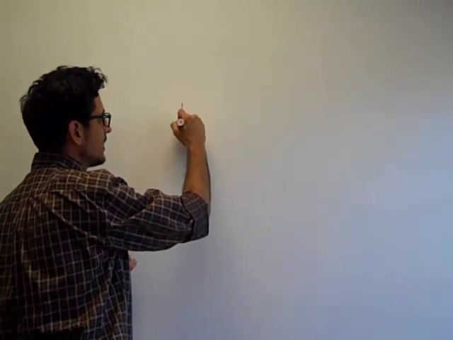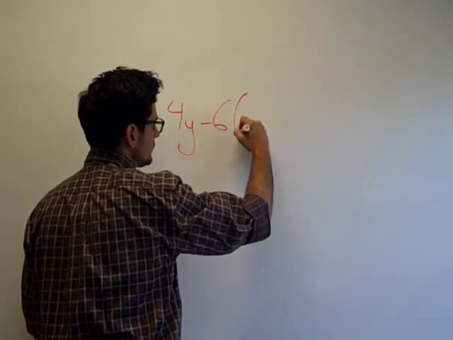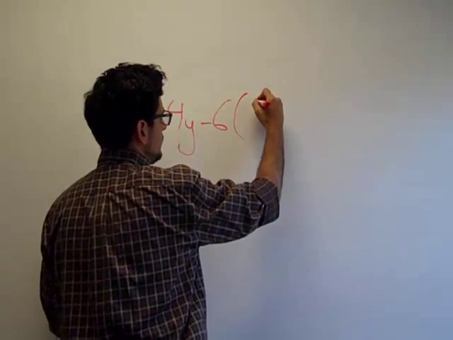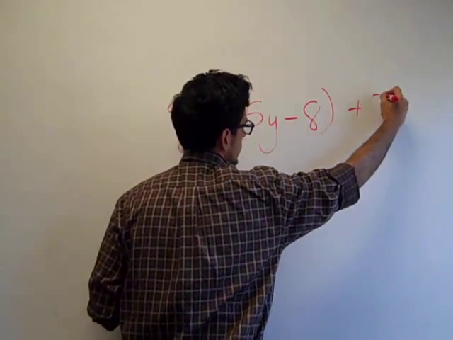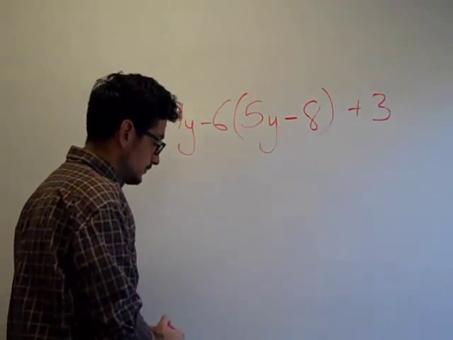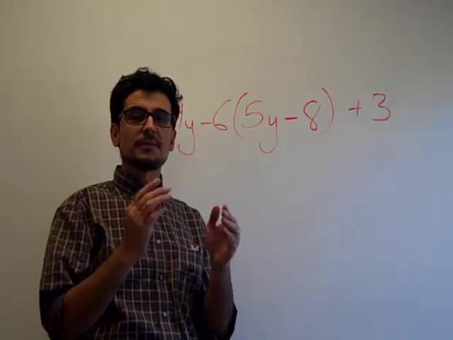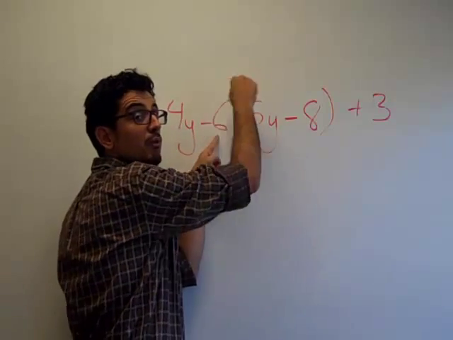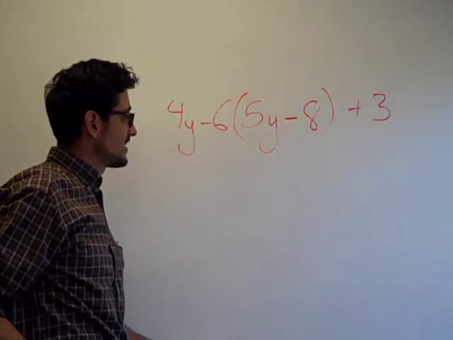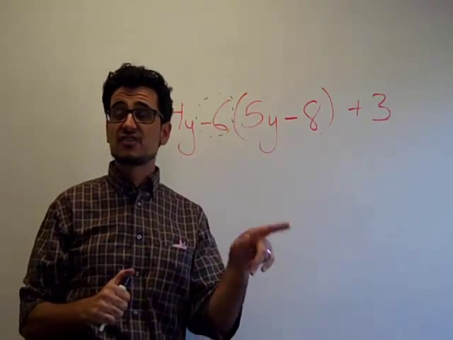If I had a problem that looked like, let's say, 4y minus 6 distributing into 5y minus 8, plus 3. All right, here we go. So, previously, on the problem with the 2 distributing into the parentheses, I said whatever we have next to the parentheses is going to multiply in. Now this time, the number next to the parentheses is a negative 6. It's a negative 6 that's going to distribute in.